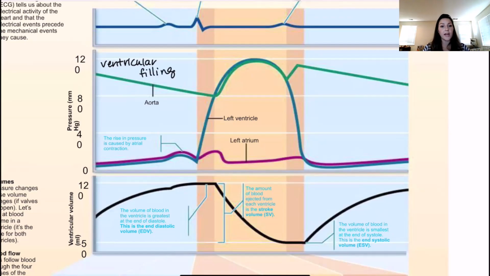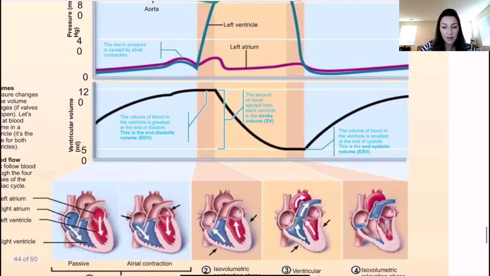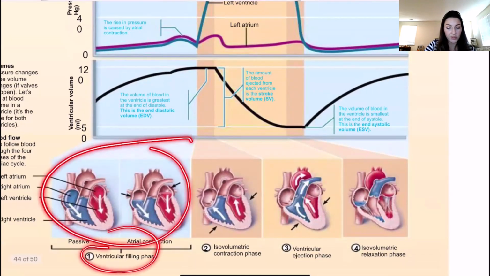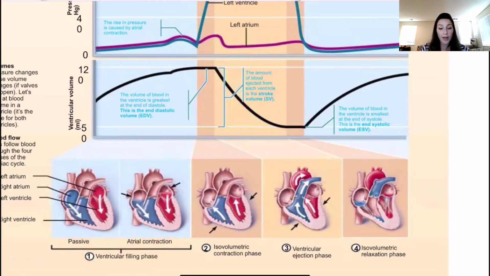Ventricles fill, and I'm writing it in this blue section because my key just told me that ventricular filling is all of the blue stuff. And if you go back in your notes, what happens in the ventricular filling stage is that our AV valves open because we have a rise in pressure in the atria because atrial systole happens. And then all of that blood flows into the ventricles.